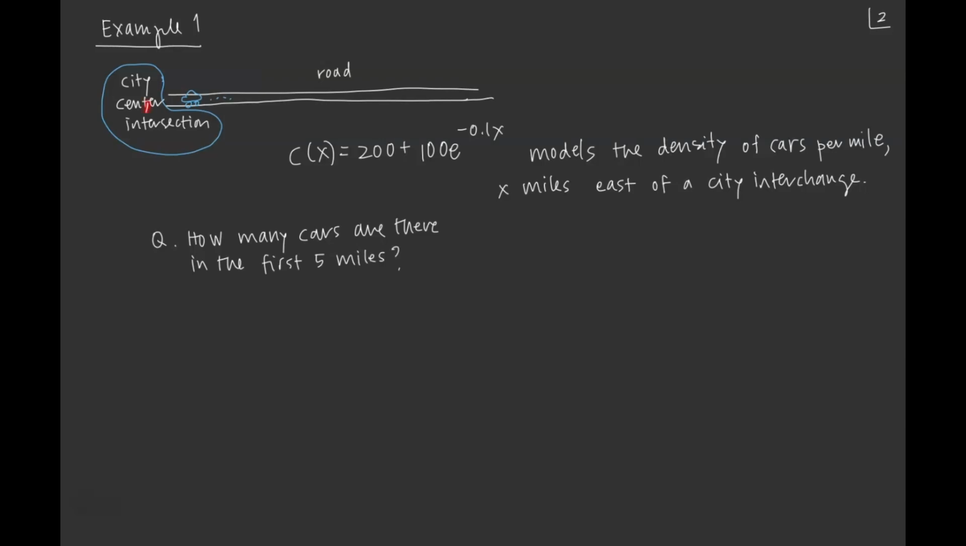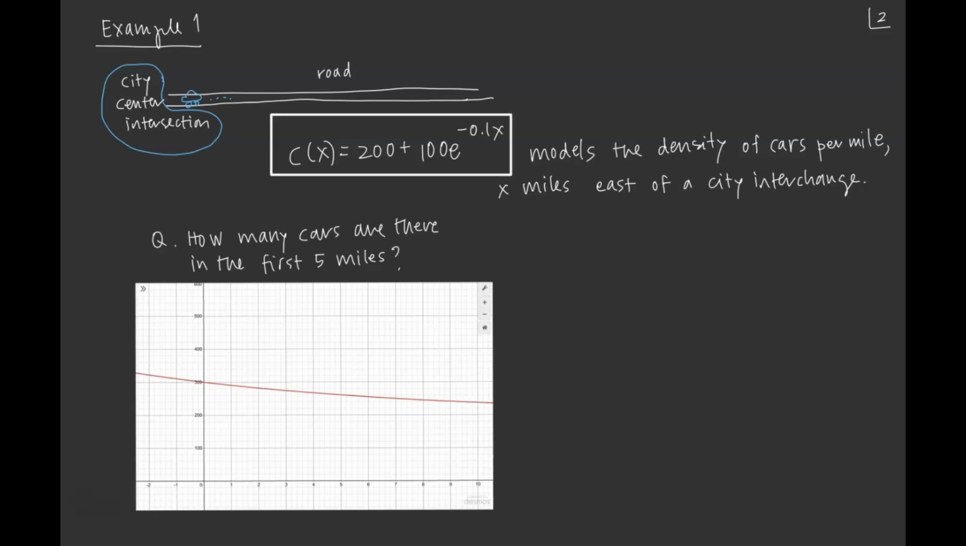We don't have a function that tells us the number of cars. All we have is a function that models the density of cars. So this is a density function here. And yet we still want to be able to add up the number of cars in the first 5 miles, just based off how dense those cars are. I went ahead and graphed this density function right here, and we have to think about what each of the axes represents. The x-axis is modeling miles east of the city interchange.